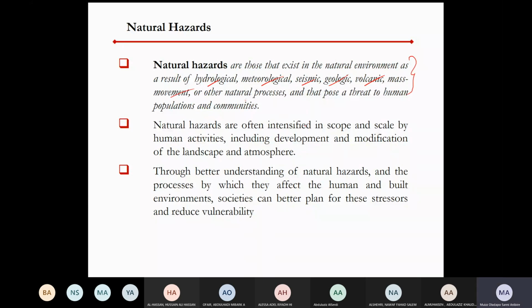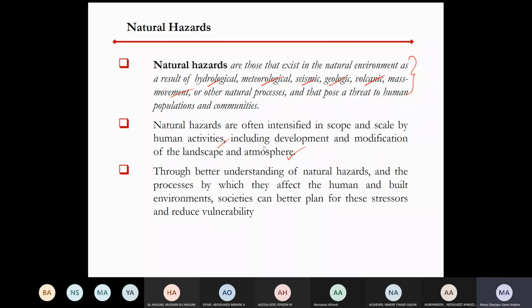Natural hazards are often intensified in scope and scale by human activities. Even though they occur naturally, some of our activities can intensify the scope and scale of natural hazards and make them go out of proportion. This could include development and modification of the landscape and the atmosphere, just like what you know today about global warming and the rising of sea levels. Also, you have depletion of the ozone layer, and all this type of thing people talk about today regarding climate change. This can intensify natural hazards. Also, we have modification of the landscape, like building islands and things like that. All this will also intensify some of these natural hazards.